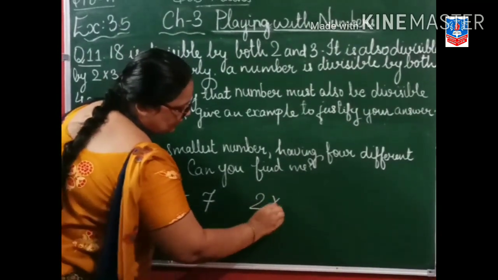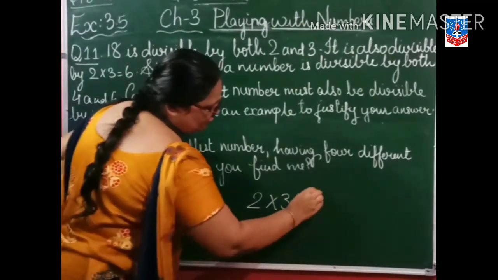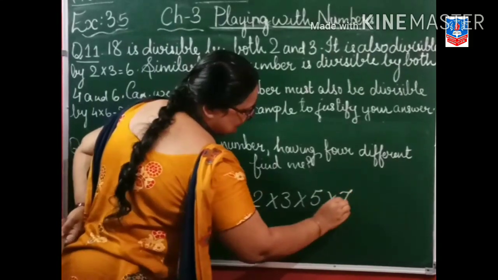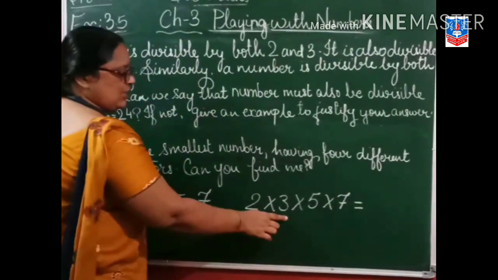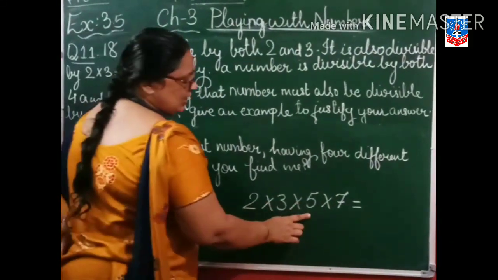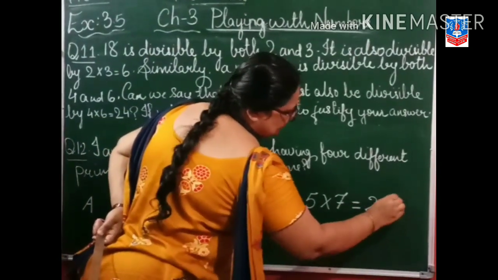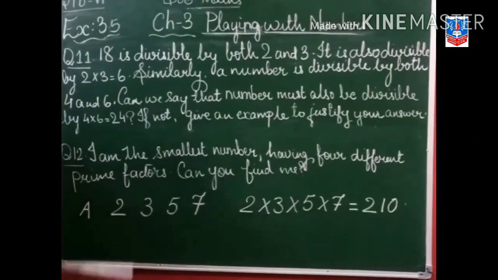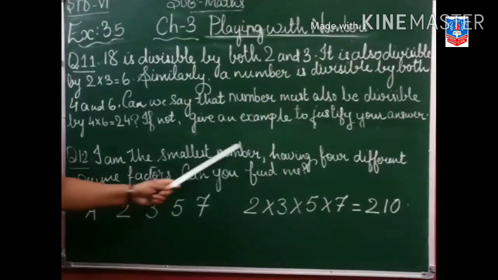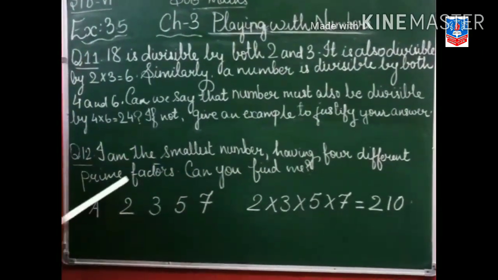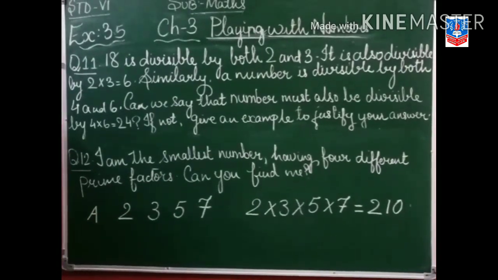Now 2 into 3 into 5 into 7. See, 2 threes are 6. 6 fives are 30. 30 into 7, 210. So 210 is the smallest number having 4 different prime factors. Is it clear?